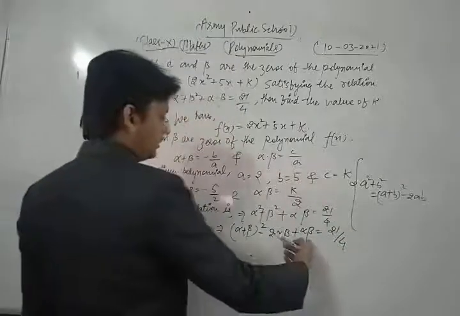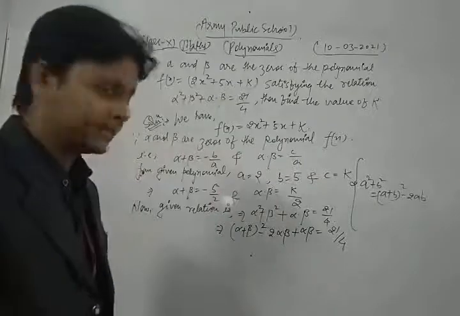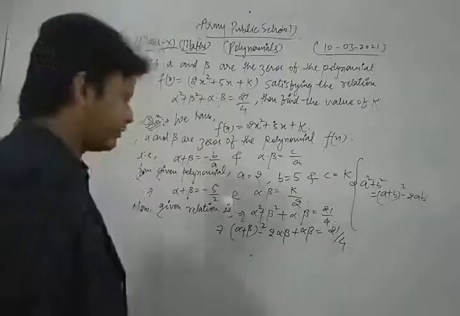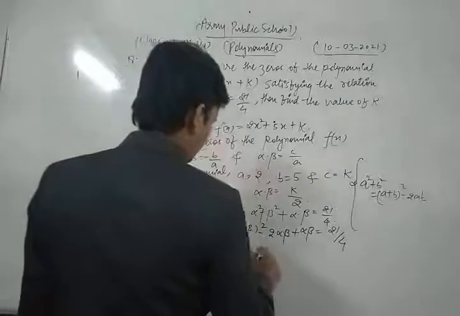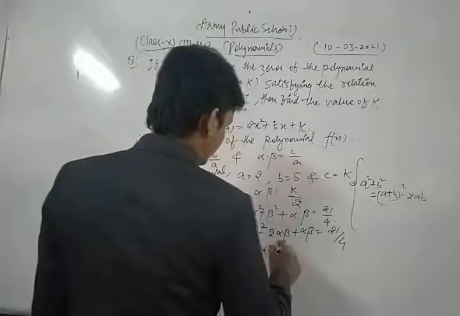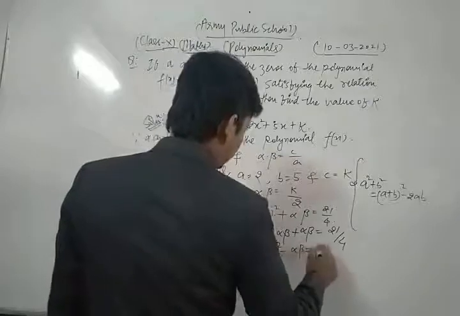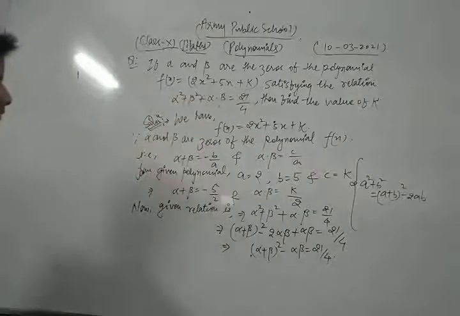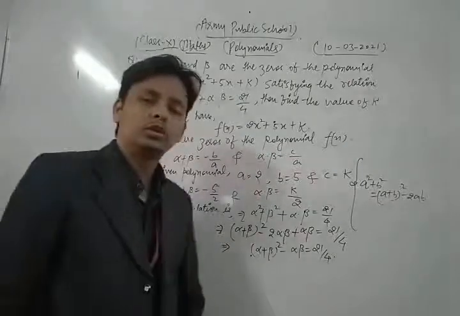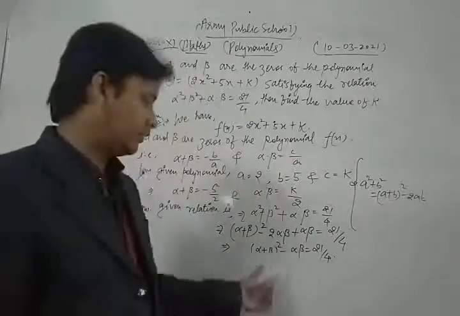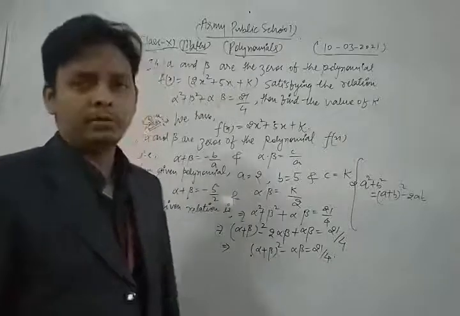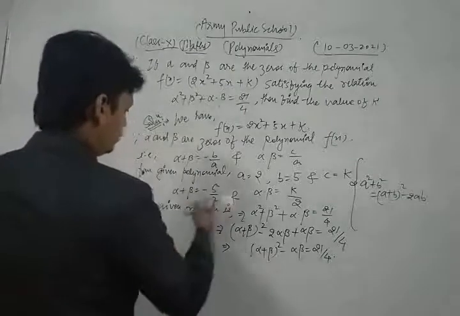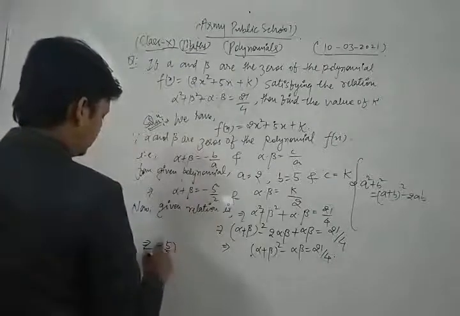Now alpha beta are like terms, so we simplify them. Minus 2 alpha beta plus alpha beta, so minus 1 alpha beta is left. This is alpha plus beta whole square minus alpha into beta is equal to 21 upon 4. Okay, friends, now we put the values of alpha plus beta and alpha beta in that equation. So alpha plus beta is minus 5 by 2, so minus 5 by 2 whole square.